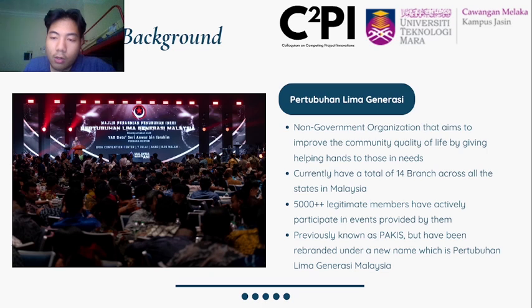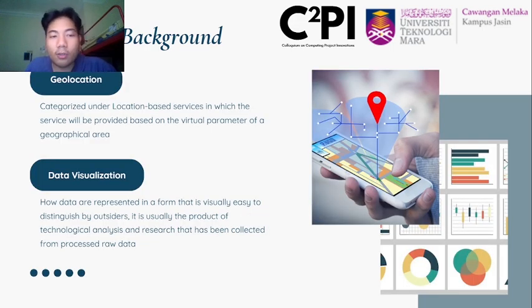Currently, there are a total of 14 branches across all the states in Malaysia, and there are an estimated 5,000 legitimate members that have actively participated in events provided by them. Previously, PLG was known as Pakis, but it has been rebranded under a new name, which is now known as Pertubuhan Emergency Malaysia. Okay, next, what is geolocation?